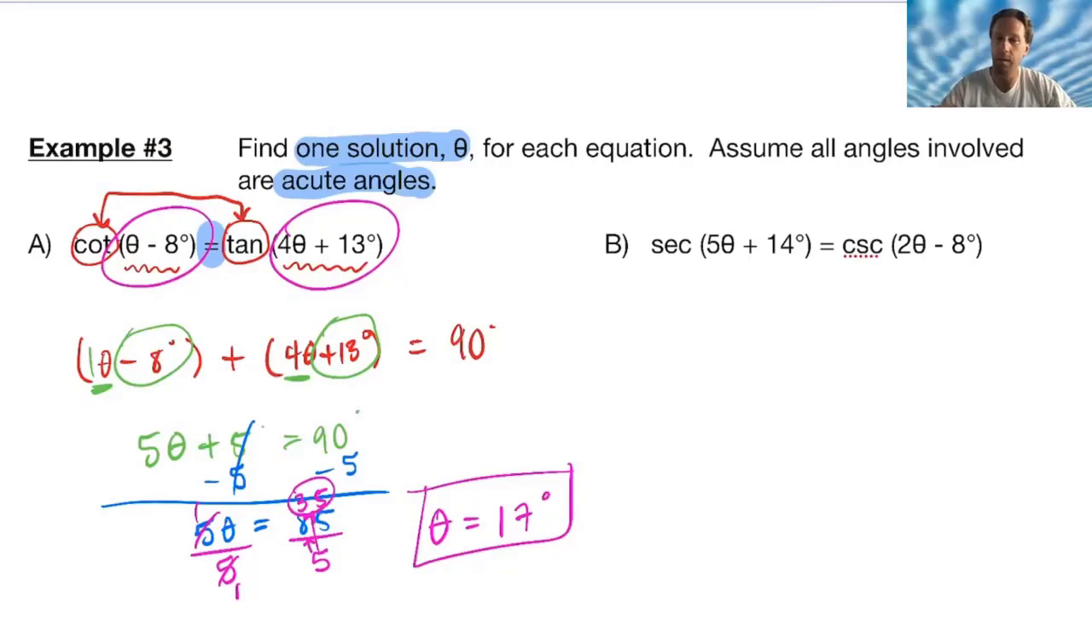All right. I'm going to ask you guys to pause it real quick here. Try part B on your own. They're virtually the same. Hopefully you can see that we are again dealing with secant and its complementary function, cosecant. So go ahead and pause it, give it a try.